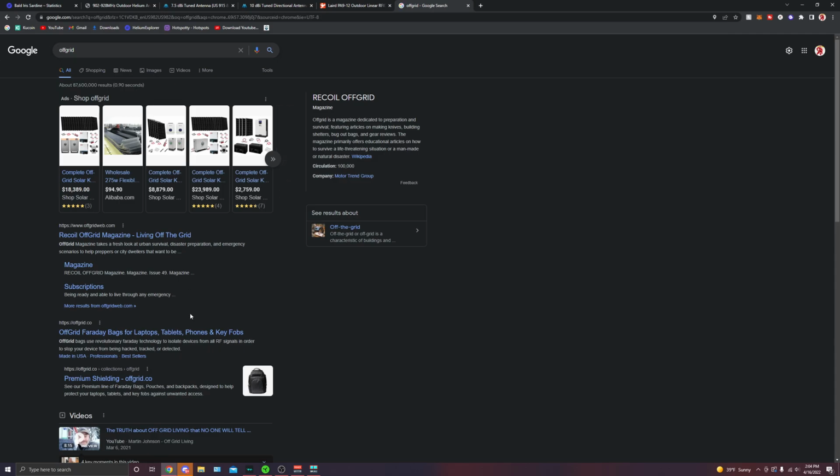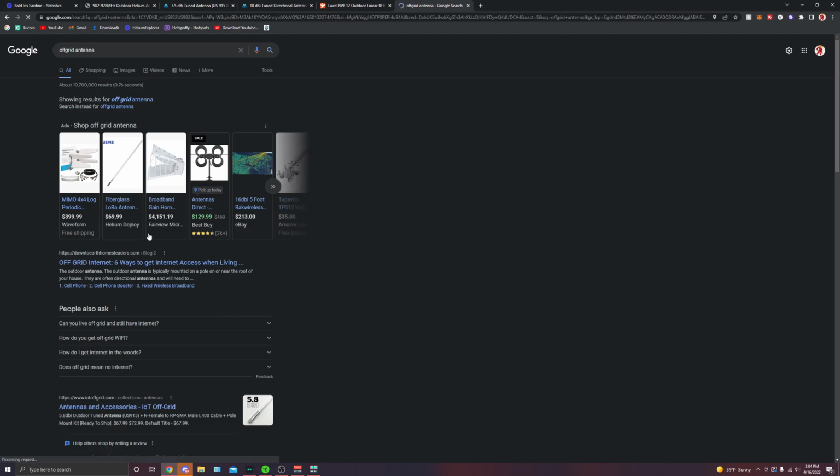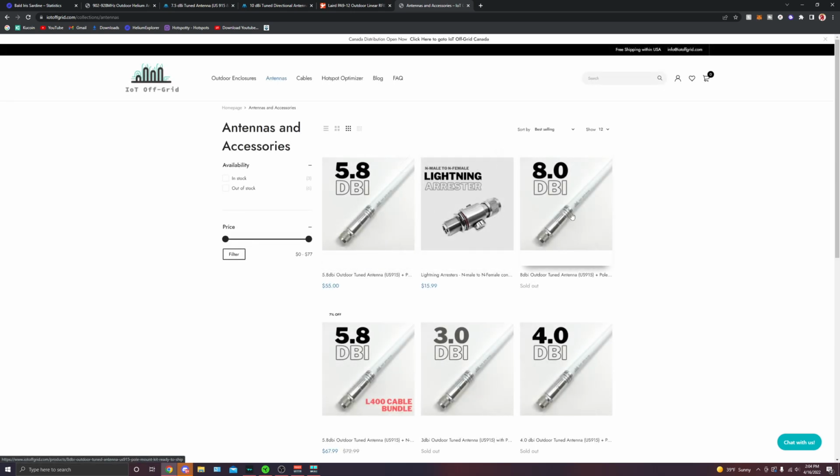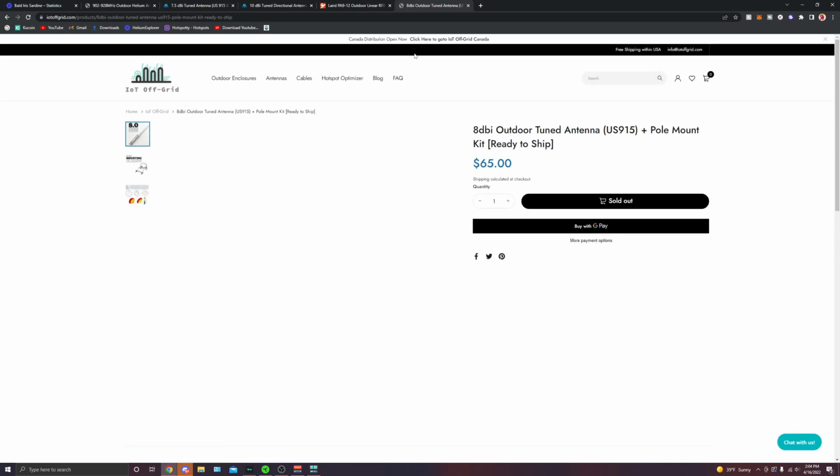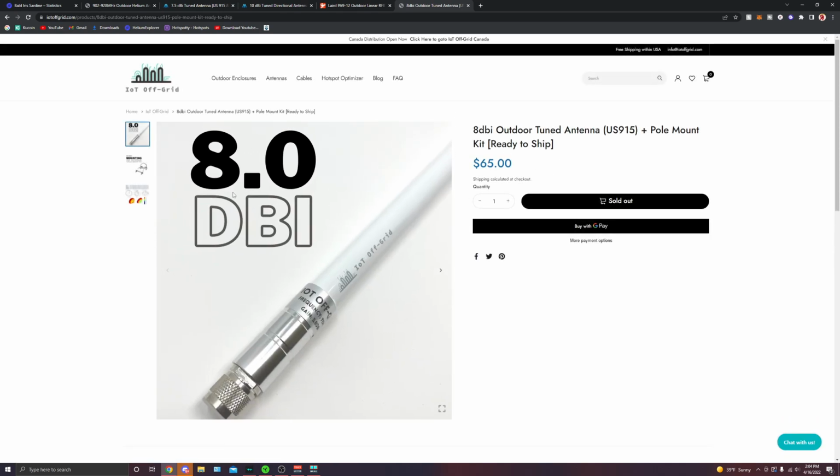an off-grid? Let me find the company. It was IoT off-grid. So these guys, this antenna is actually really nice. They're sold out. They're pretty cheap. They're about the same price, but these are tuned and tested, right?